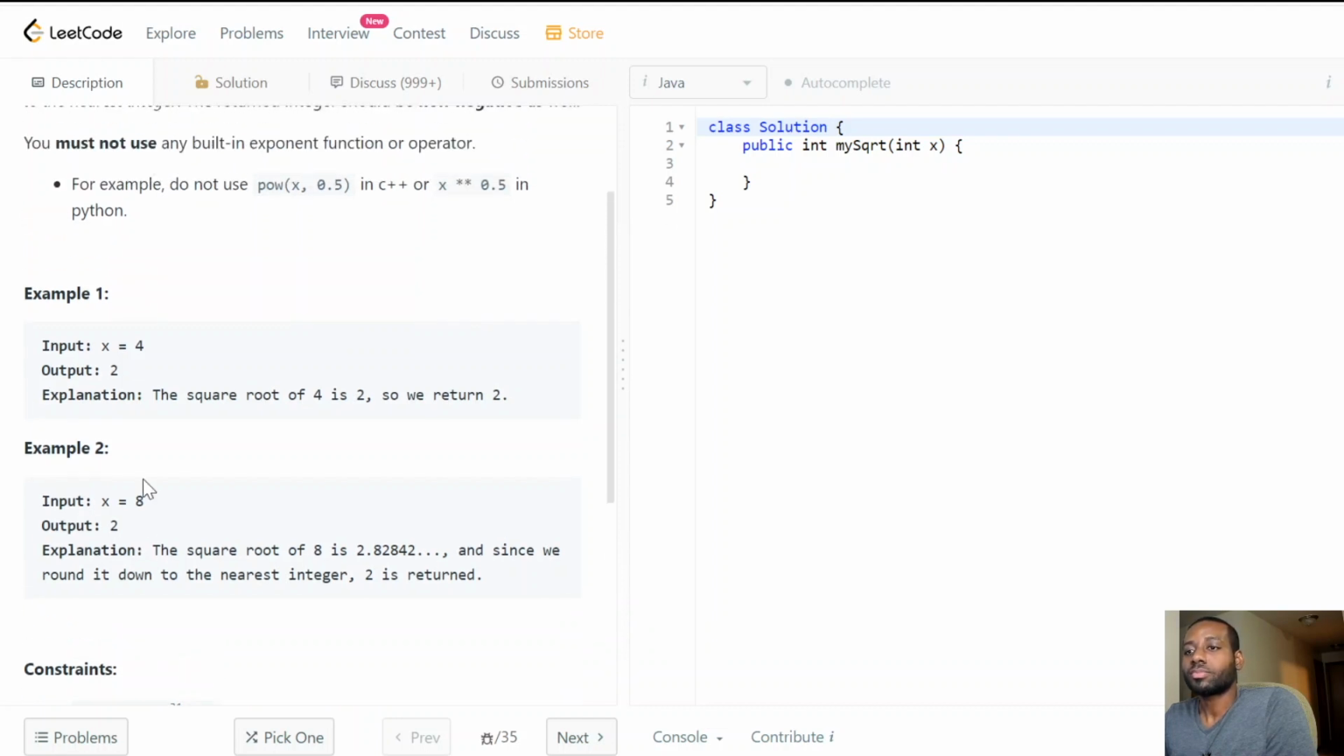So yeah, this approach would not be too good. It would be O of n, because we're doing a linear scan, which is not too efficient. But we could do it a little bit better.